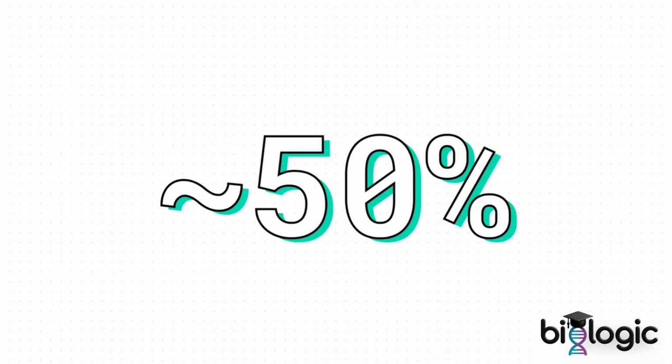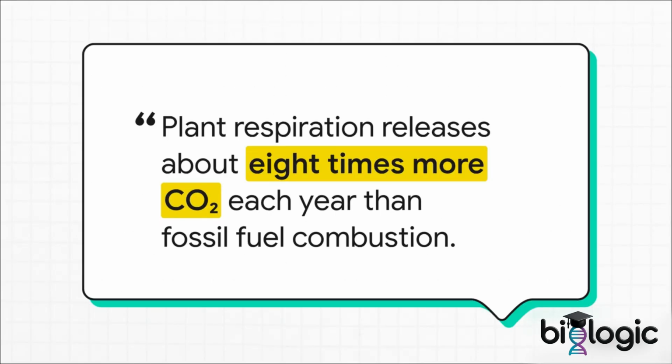In fact, if you add it all up, plant respiration is responsible for about half of all the carbon dioxide that gets released from every land-based ecosystem on Earth every single year. And get ready for this because this number is just wild. The total amount of CO2 that plants breathe out every year is about 8 times more than all the CO2 humans release from burning fossil fuels.